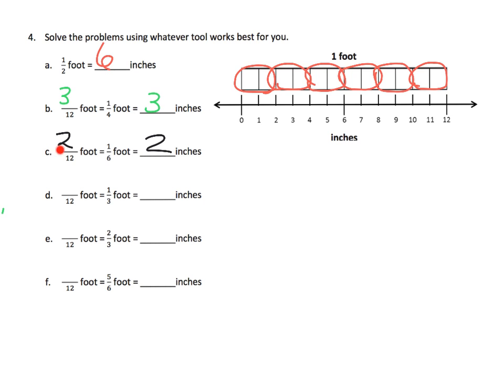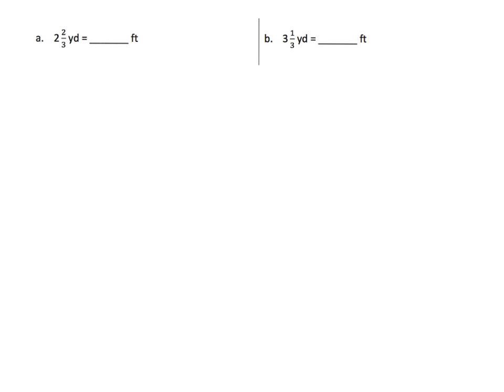So 2 out of 12 is equal to 1/6, which is equal to 2 inches, and that is the process for all of these problems. So we're going to put it all together and start practicing converting. So we have 2 2/3 yards, and we want to know how many feet is that.